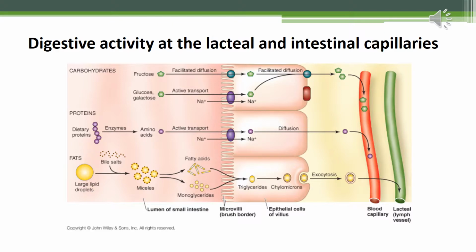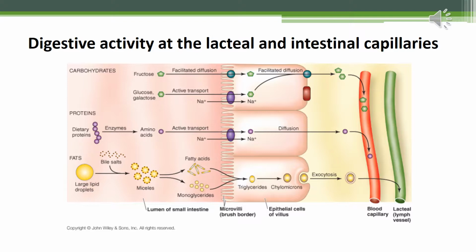So here we have a diagram of the actual transport methods by which the small intestine absorbs lipids, proteins, and carbohydrates into either the intestinal capillaries or lacteals for lipids. So first we have the carbohydrates, and we have the carbohydrate fructose, which is absorbed through the brush border by facilitated diffusion, and then it also goes into the capillaries through facilitated diffusion. And then we have here glucose and galactose, and they're first absorbed by the brush border through active transport, and then they're absorbed into the capillaries by facilitated diffusion.